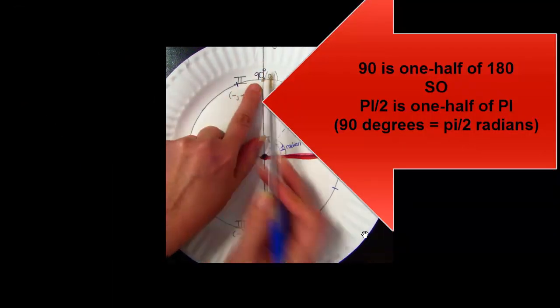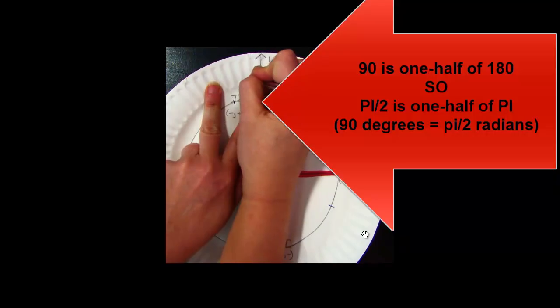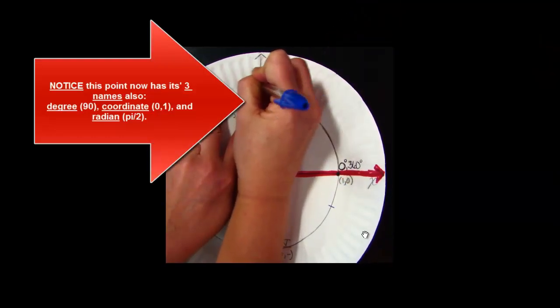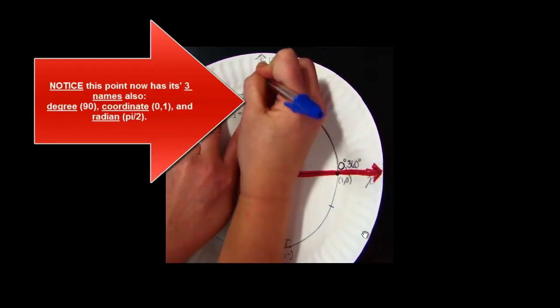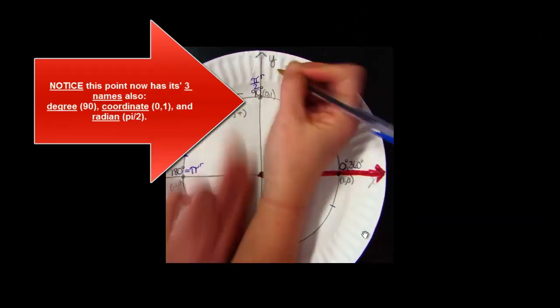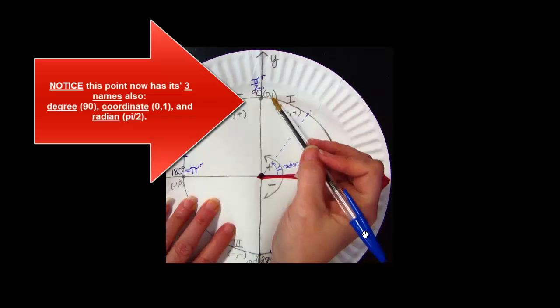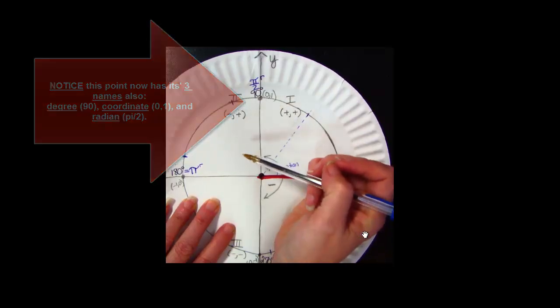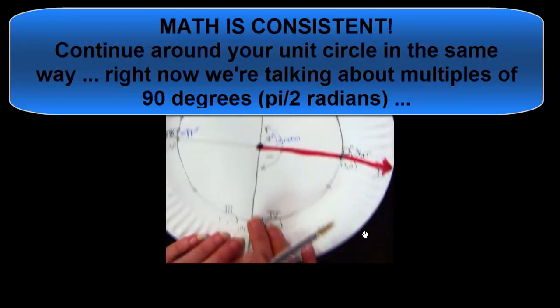So if you think about 90, 90 is half of 180. So pi halves is half of pi. 90 degrees then is pi halves radians. Leave that as a fraction. No decimals allowed. So there are 90 degrees, 3 names: pi halves radians, 90 degrees, and 0, 1.